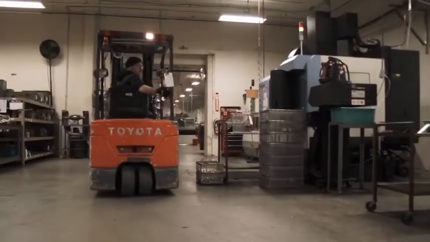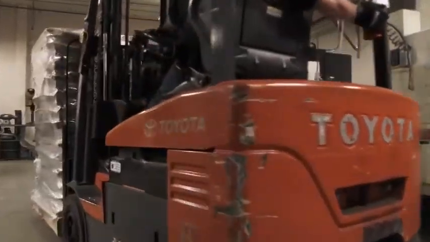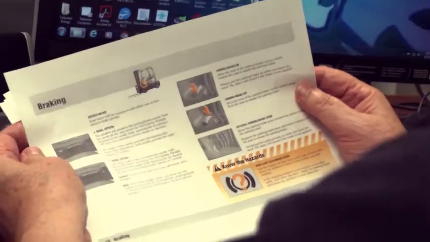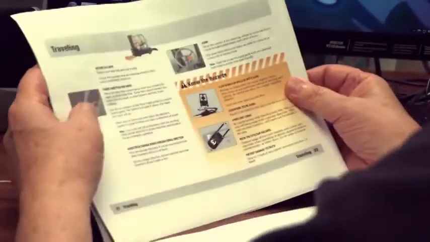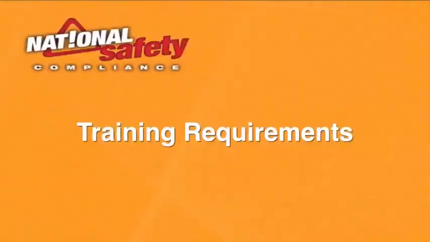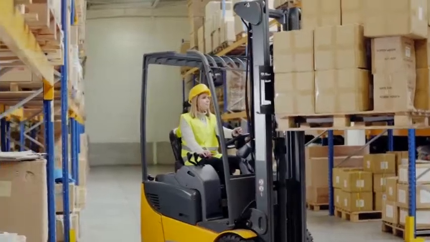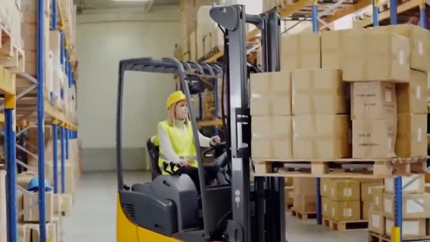There are many types of powered industrial trucks. Each type presents different operating knowledge, skills, and hazards. Employees must read and become familiar with the operator's manual for the forklift being used, and always follow the manufacturer's recommendations. Training requirements. Only trained and competent operators are permitted to operate powered industrial trucks.